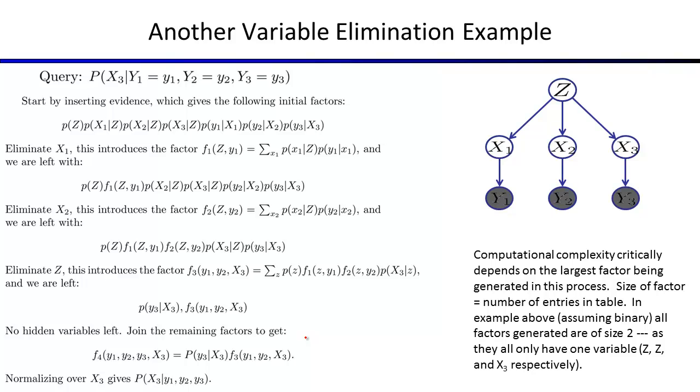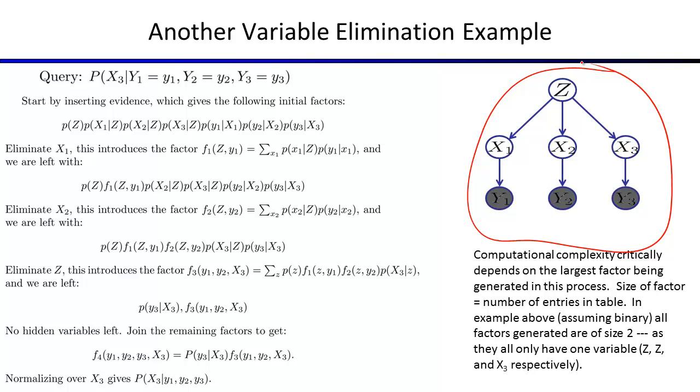Okay, let's look at another example in a kind of abstract sense that will give us some intuition about factors generated, and then we might be able to pick good orderings. So here's our Bayes net. We have a variable Z at the top, 3 children, X1, X2, X3, and then each of them has one child, Y1, Y2, Y3 respectively. The Y variables are observed, and the query is, what's the distribution for X3 given each of the Y variables having been observed?